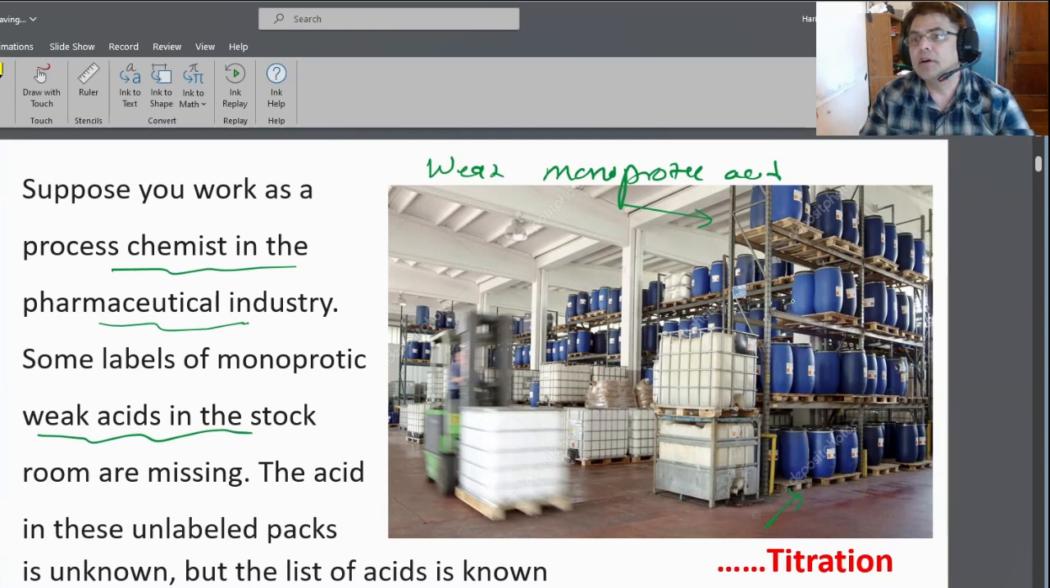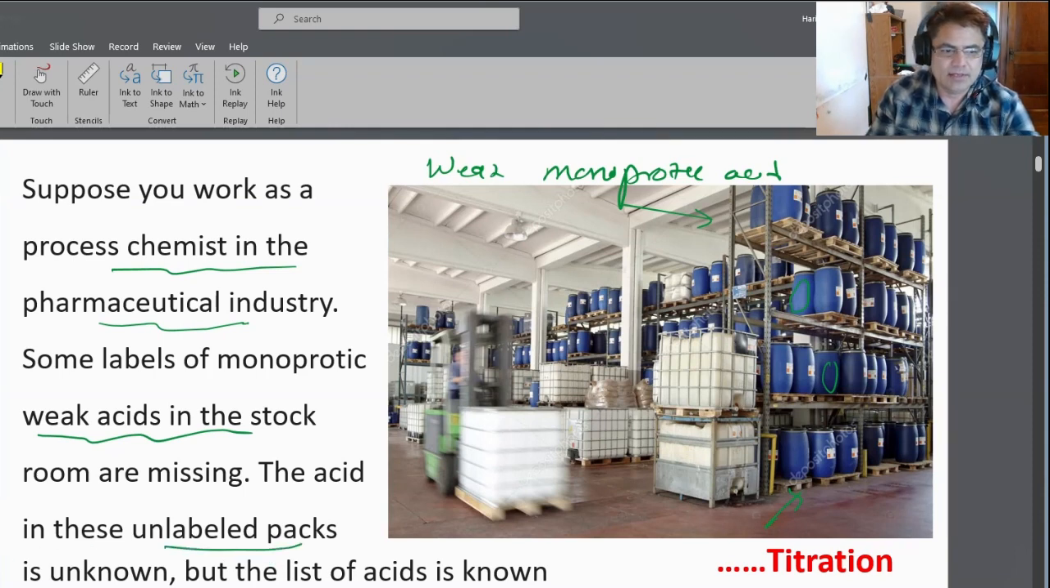For some of the drums, the labels are missing. We don't have a label here, we don't have a label here. It means we don't know what is filled in those drums. So you have to find what is contained inside those containers with missing labels. The contents of these unlabeled packs are unknown, but the list of acids is known.